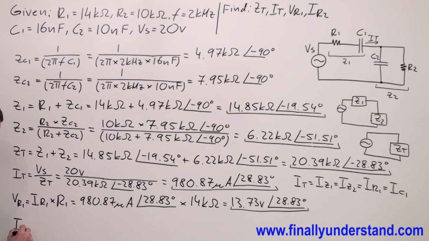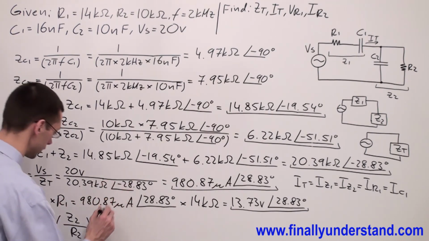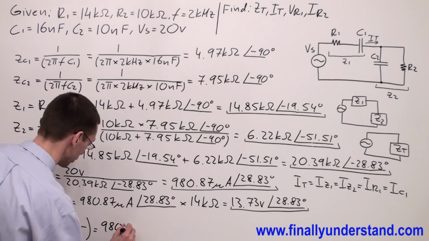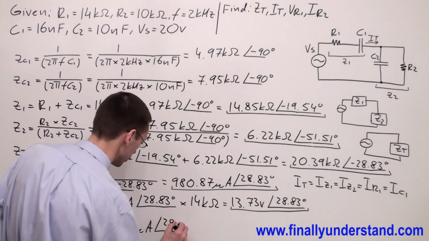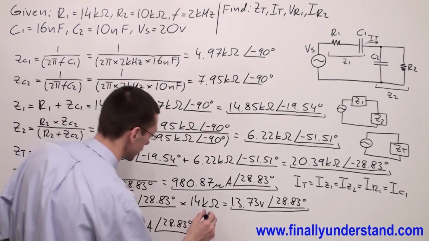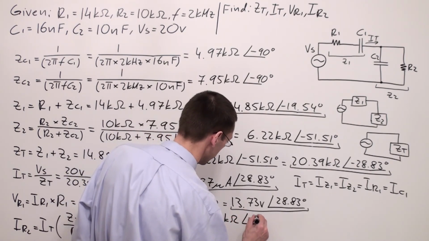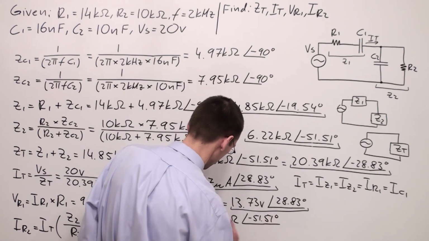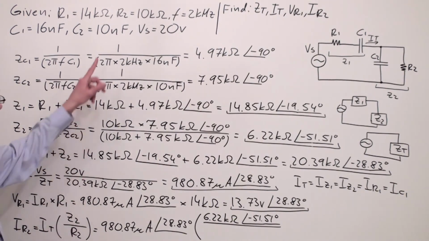I have IR2 is equal to I total times Z2 over R2, where I total is equal to 980.87 microamps and angle of 28.83 degrees times Z2, which is equal to 6.22 kilo ohms and angle of negative 51.51 degrees over R2, where R2 is equal to 10 kilo ohms.